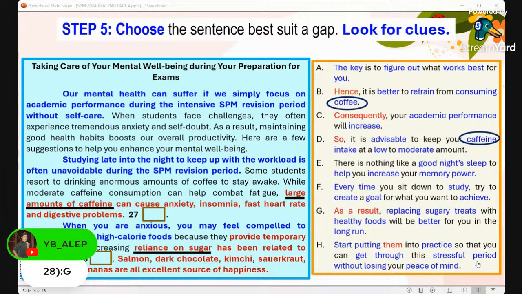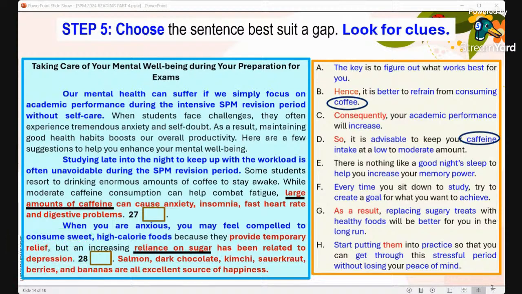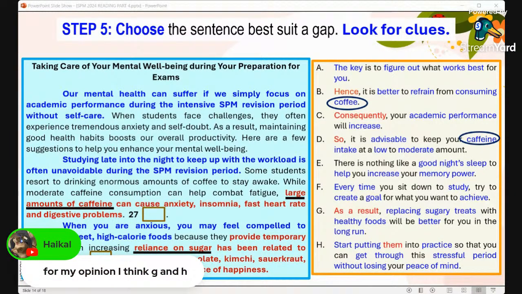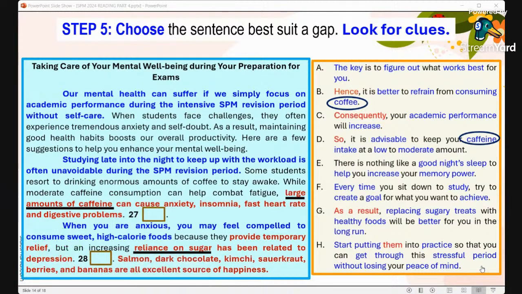Alif says G. Any other answers that have reliance on sugar, something to do with sugar? No. Okay, Sydney. Okay, Haikal, I'm very inquisitive to know why you have H. Why H, Haikal? It's very interesting that you are one of them who said G and H. Can I know, Haikal, if you don't mind sharing with us, why do you think it's G and H?